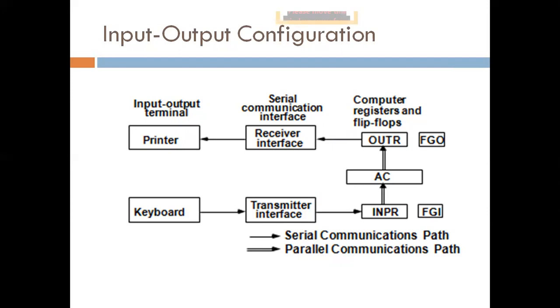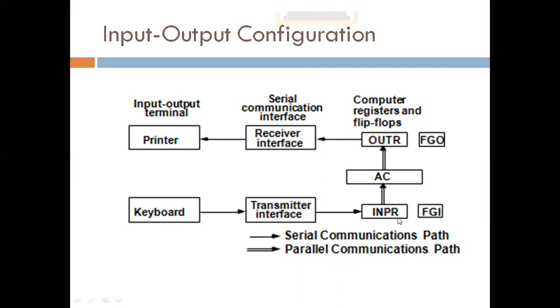Now next is input output configuration. Here these are the input and output terminals: keyboard input terminal and printer output terminal. These are the serial communication interface, transmitter interface, receiver interface, and these are the computer registers and flip-flops.